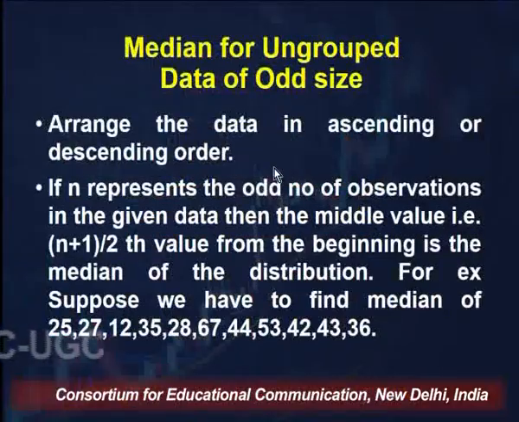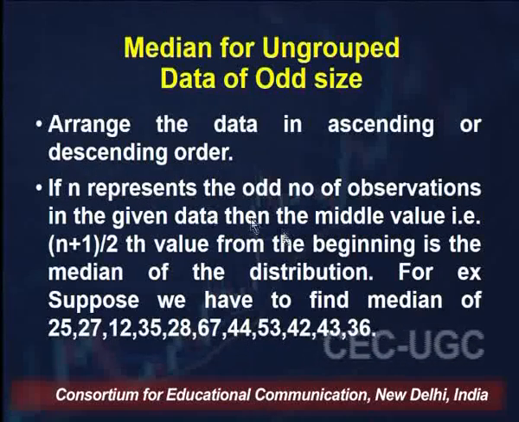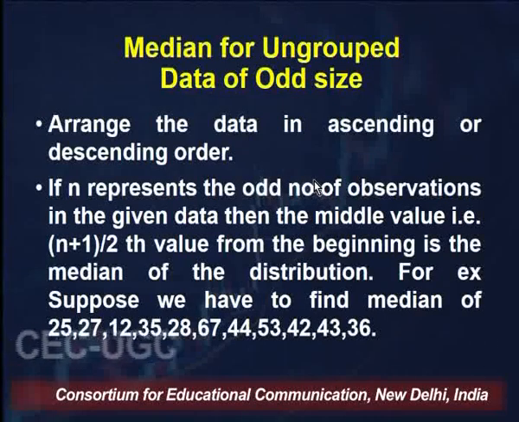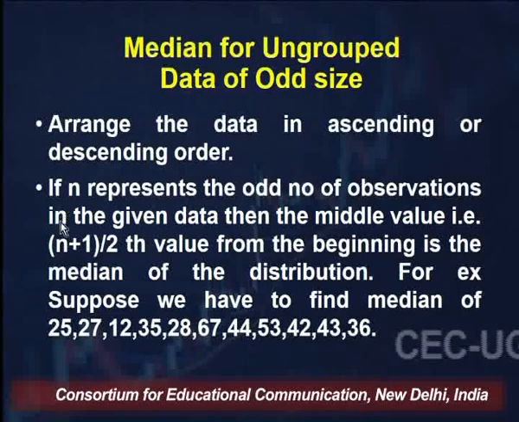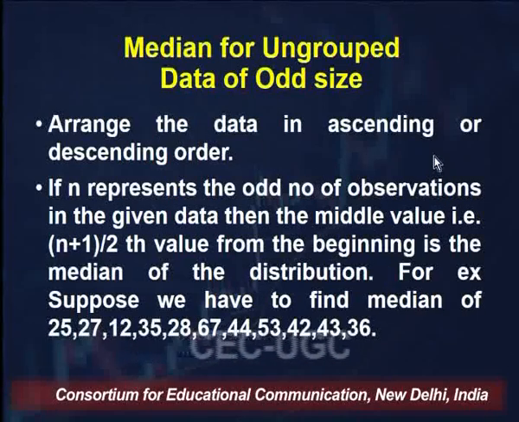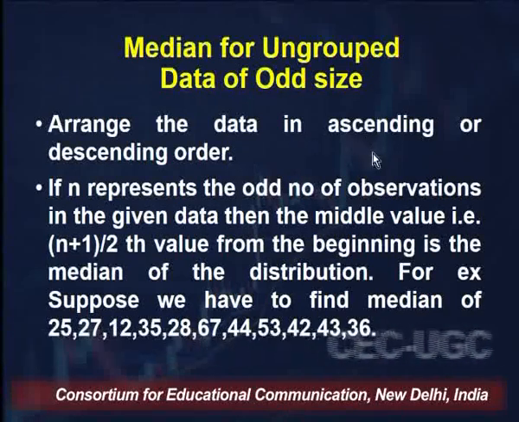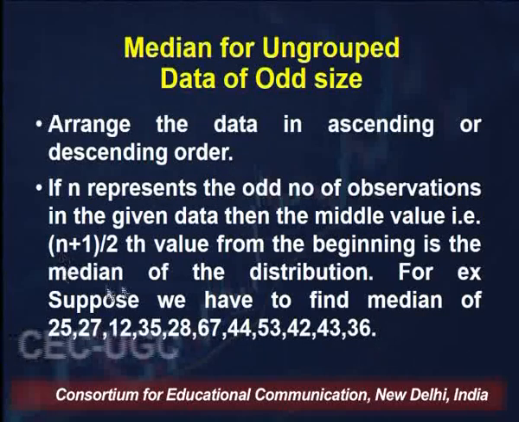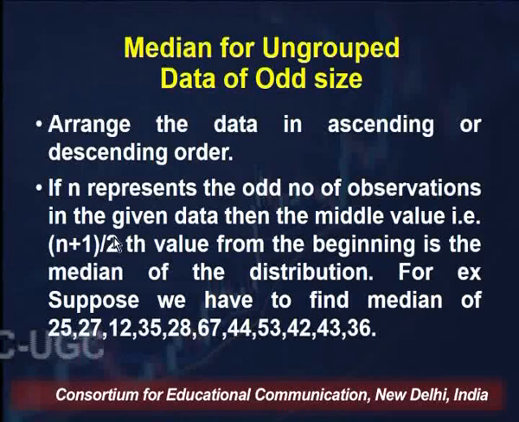So what we will do is first arrange the data in ascending or descending order. Then if I represent small n as the number of observations, which is in our case an odd number, so 13, 17, 27 and so on, then the middle value, that is the n plus 1 by 2th value from the beginning. The data is arranged in ascending order or descending order. We generally do it ascending, it's much simpler. So in ascending order, you start from the beginning and reach the n plus 1 by 2th value. That value is the median of the distribution.